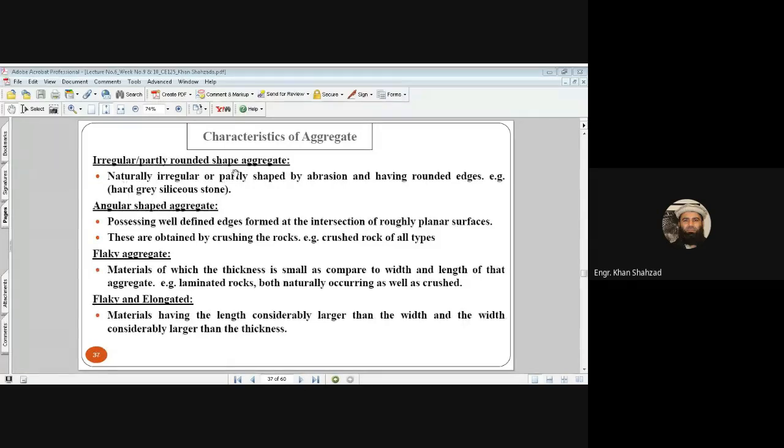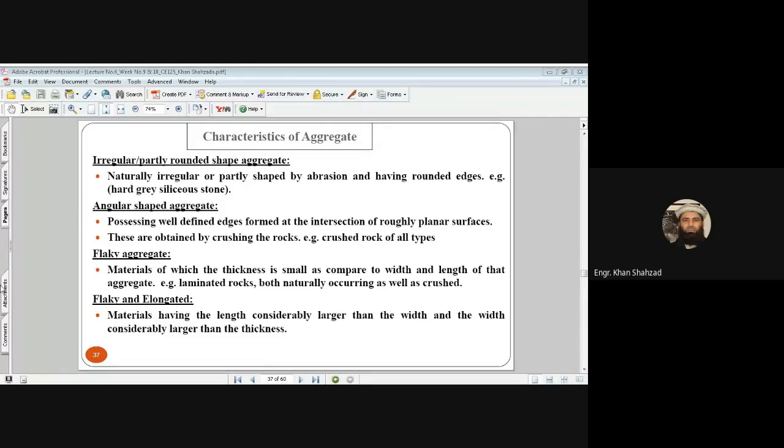Now, irregular or partly rounded shape aggregates. Naturally irregular, they are partly shaped by abrasion and have rounded edges. For example, hard gray siliceous stones. Angular shaped aggregates, which ones are these, son? They possess well-defined edges, formed at the intersection of roughly planar surfaces. These are obtained by crushing the rocks, for example, crushed rocks of all types.